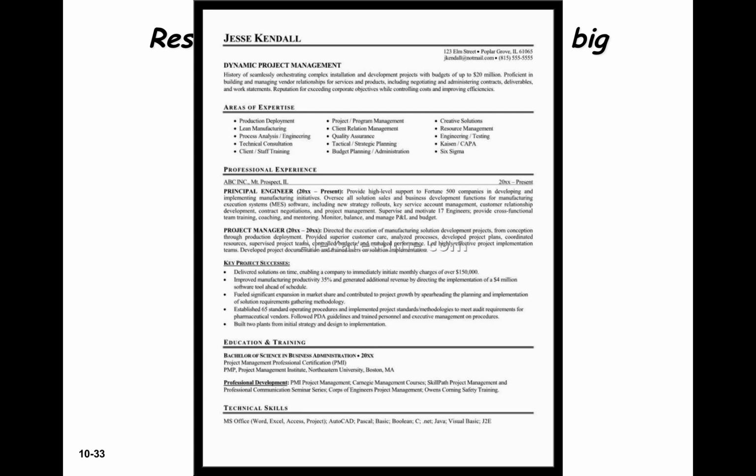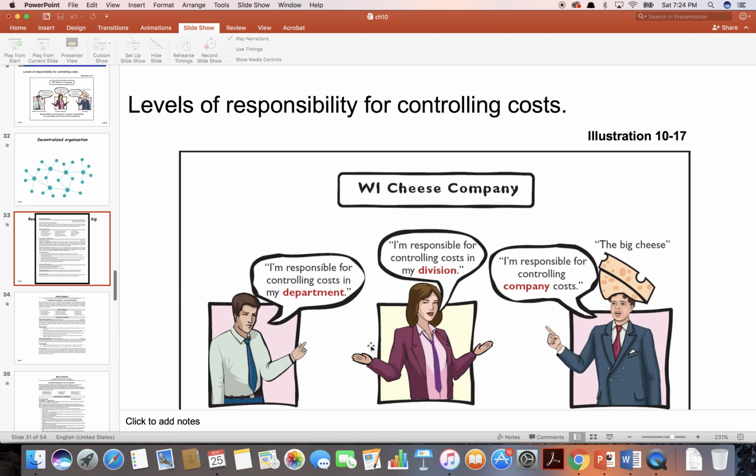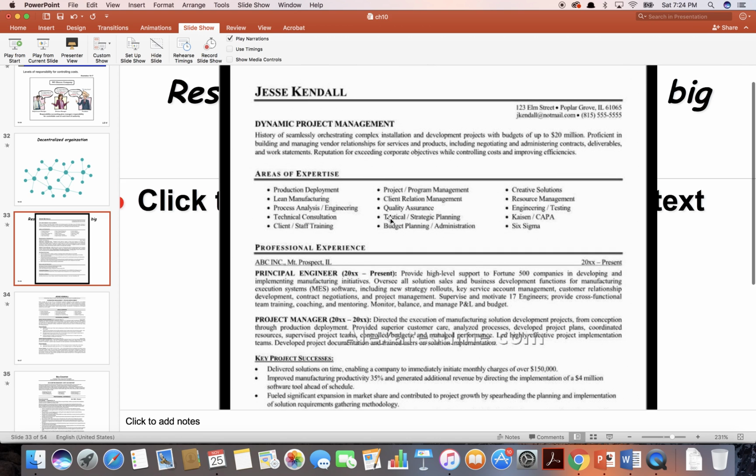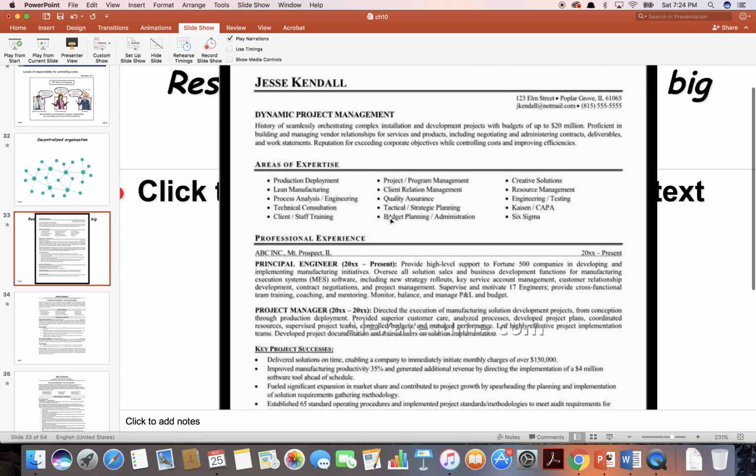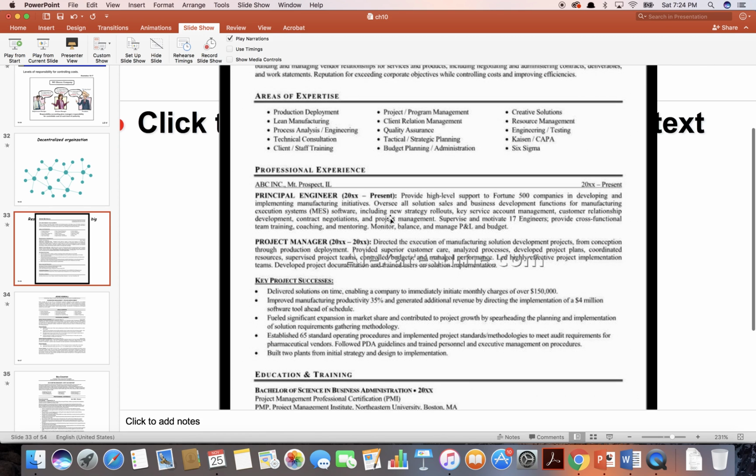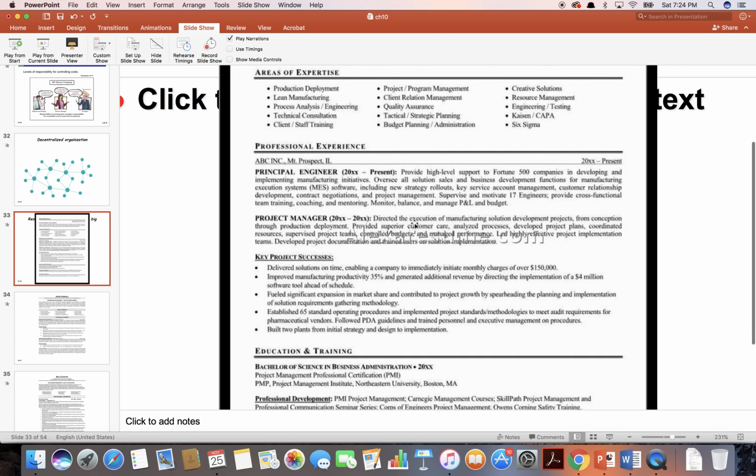Now I'm going to show you, just as a sample, resumes, the CVs of these managers that claim on their resume, hey, we are responsible people, right? You're trying to project yourself as somebody who's done a responsible role. For example, I'm reading here: supervise and motivate 17 engineers, provide cross-functional team training, coaching, mentoring, monitor, balance, and manage P&L, profit and loss, and budget. Right. And then key project successes. This person is claiming that they have delivered solutions, enabling a company to immediately initiate monthly charges of over 150,000, improved manufacturing productivity. That means higher output, less input, right? Lower costs, and generate additional revenue.